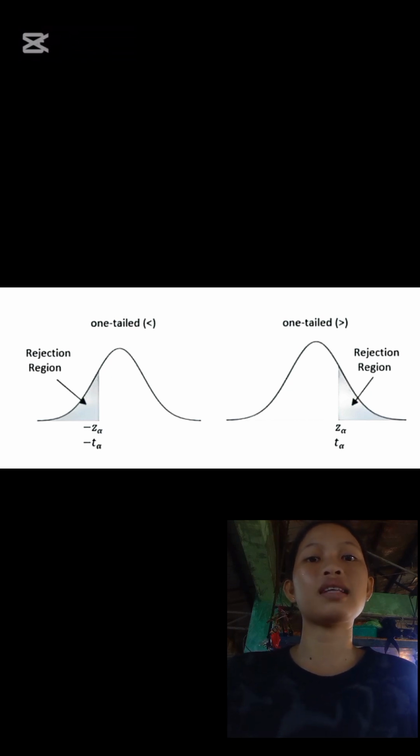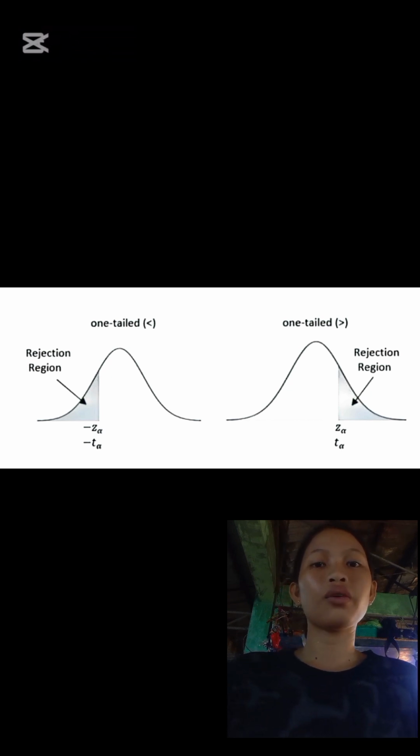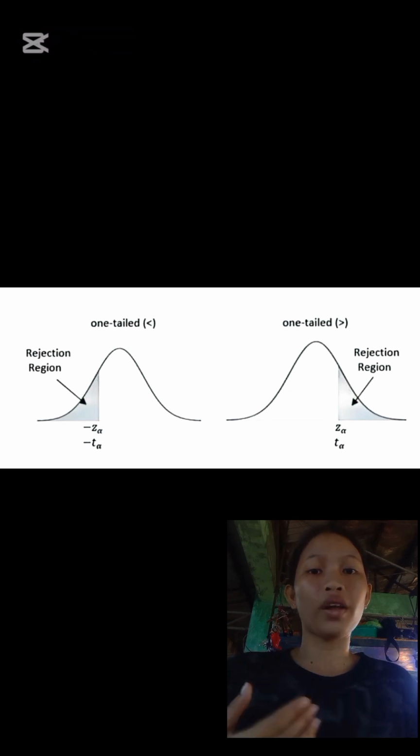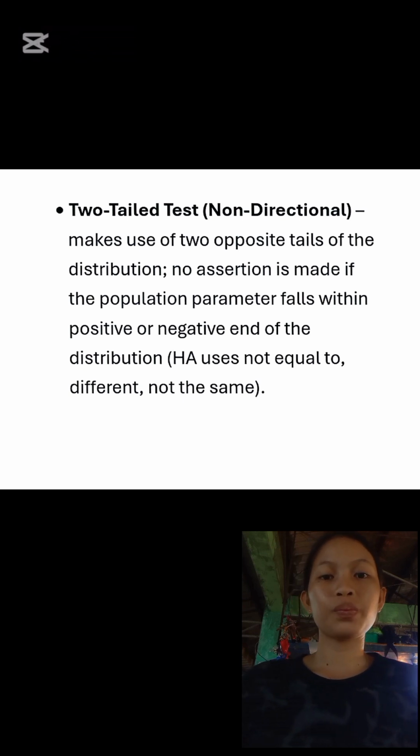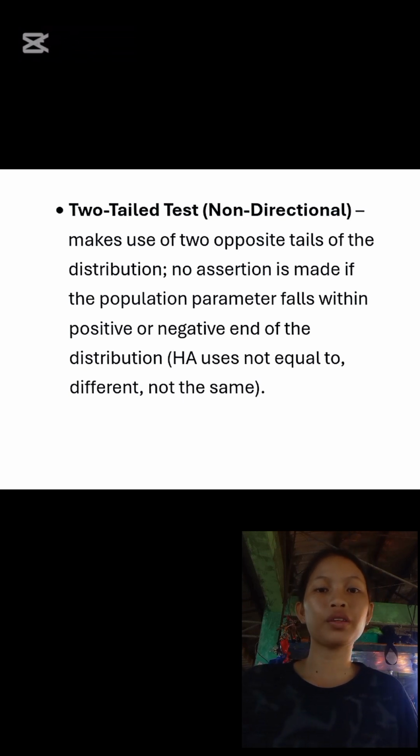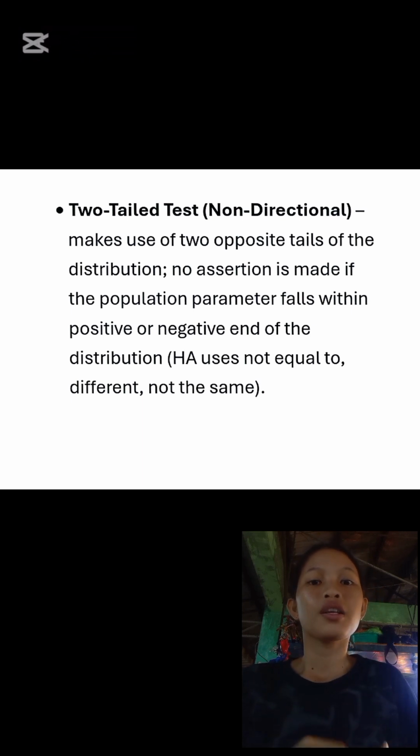The rejection region is either on the left or on the right. The symbol in your alternative hypothesis here is just less than or greater than, so you can say it is a one-tailed test. So, next type of test is non-directional test or two-tailed test. Makes use of two opposite tails of the distribution. No assertion is made if the population parameter falls within positive or negative end of the distribution.